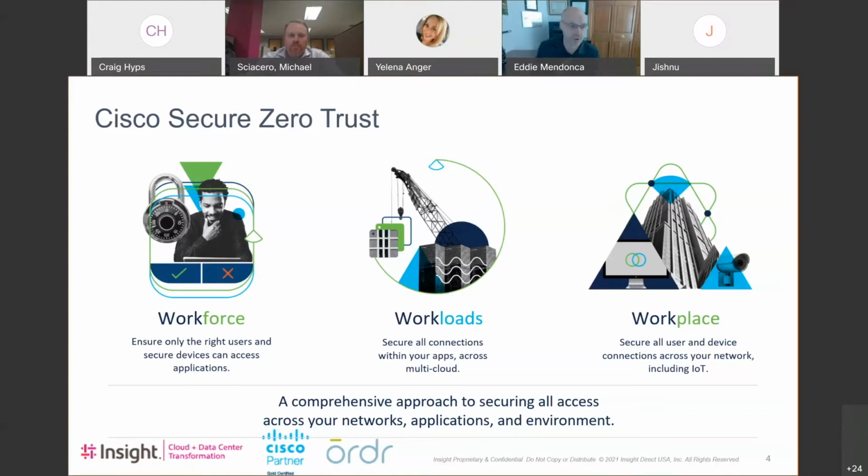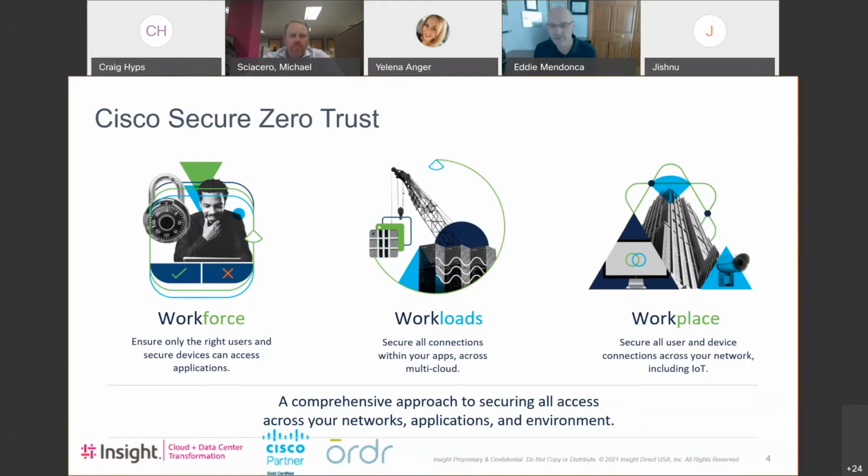So let's talk about the workforce. That's protecting our users and all the devices that they use. The workload is basically your application. So your servers, your applications that reside perhaps in your data center or in the public cloud, or perhaps a combination of both of those. And then what we're going to focus on today predominantly is the workplace.